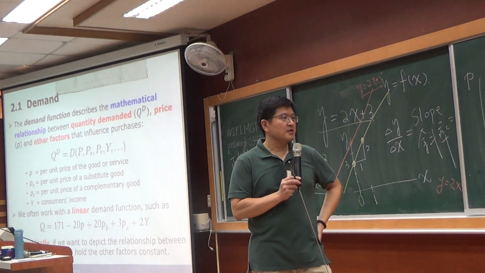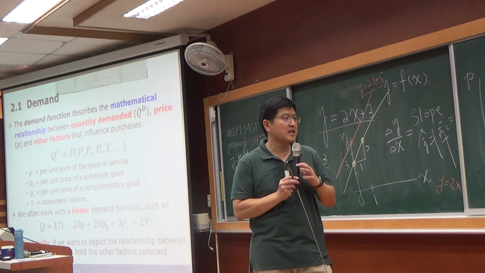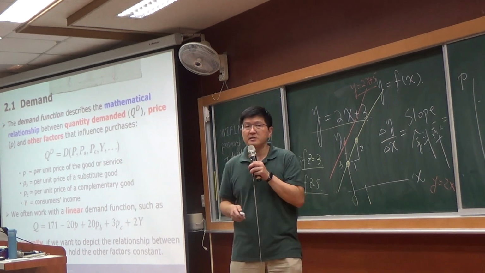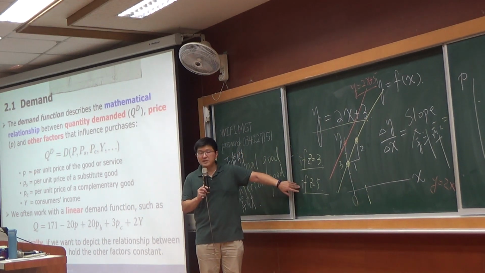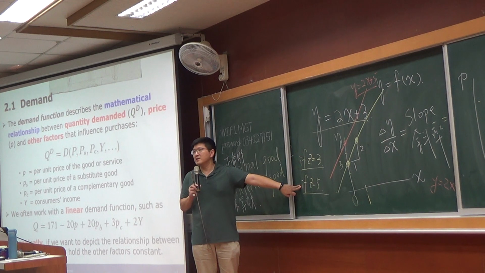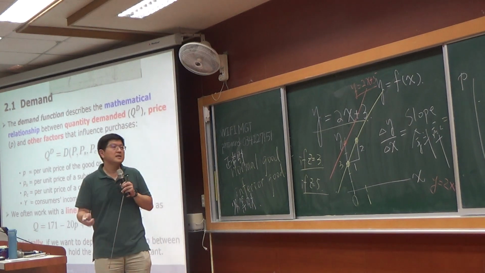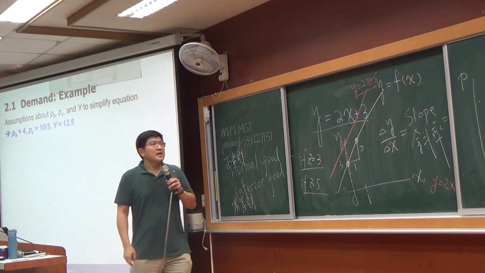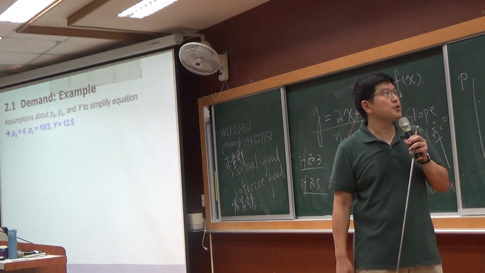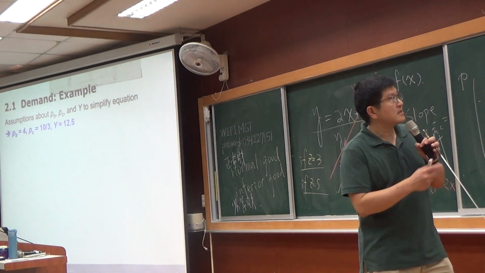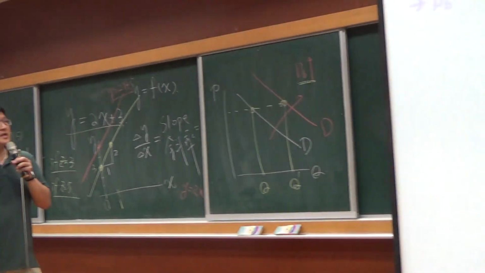So graphically, if we want to depict the relationship between QD and P, quantity demanded and price, we need to hold the other factors constant. That is what I was talking about, hold Z as 3 or hold Z as 5, so that we may depict the relationship on a diagram graphically. Okay? So let's assume that PB, PC, and Y take these values: PB equals 4, PC equals 10 over 3, Y equals 12.5.